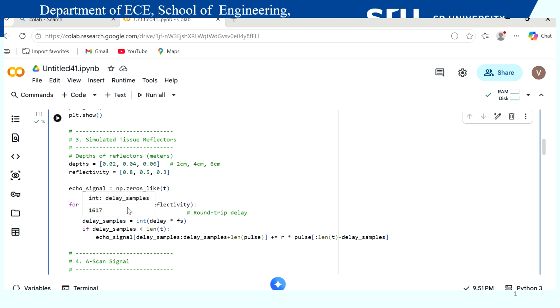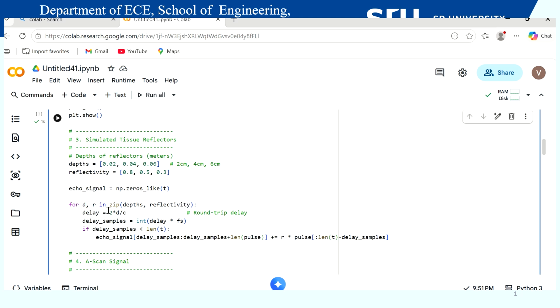Normally delay time is distance by velocity. Delay means time, so time is equal to distance by velocity. But here it is 2 times distance by velocity, because 2 means the ultrasound goes from the source, is reflected back, and reaches the source again. So two-way paths are followed by the ultrasound. That is why one time means two-way travel. So 2d by c.